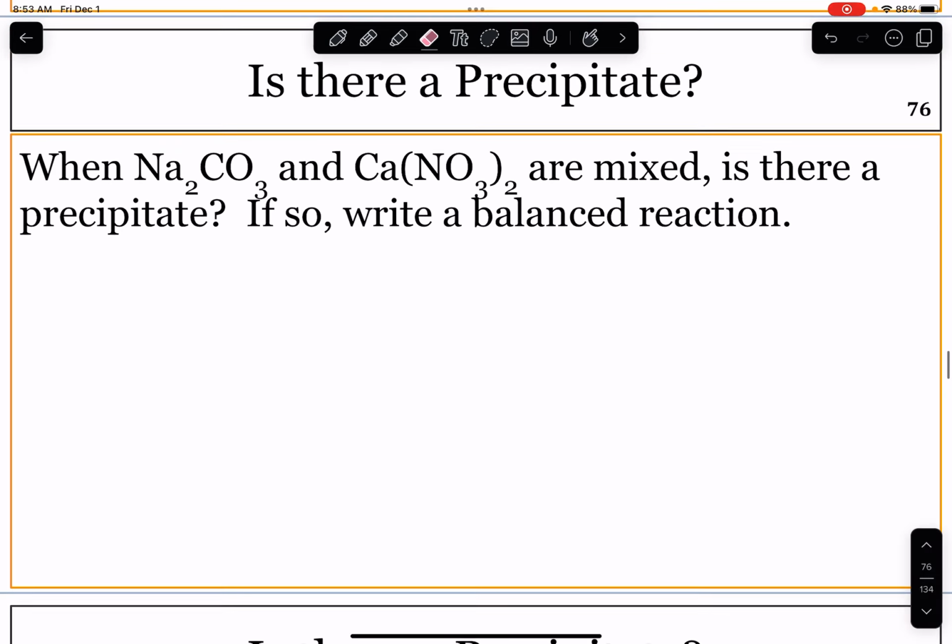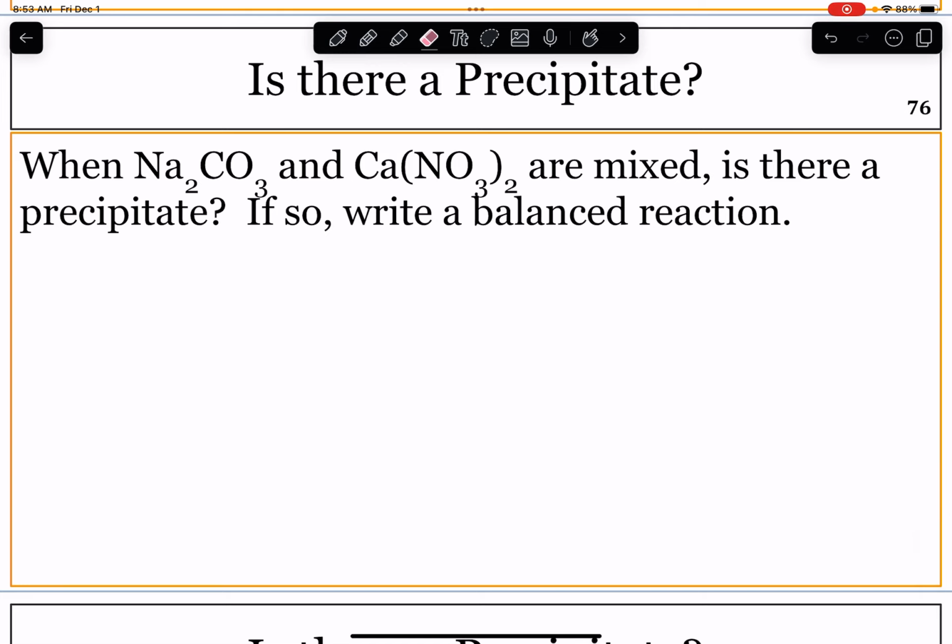So now let's take this solubility practice and turn it into a precipitation reaction. When sodium carbonate and calcium nitrate are mixed, is there a precipitate? This is asking, when these two are mixed and we predict our products, is one of the products a solid or not? If there is a solid on the product side, then yes, this is a precipitation reaction. But if both of the products are aqueous, then no, this is not a precipitation reaction, there's no precipitate, and that actually means no reaction happened.